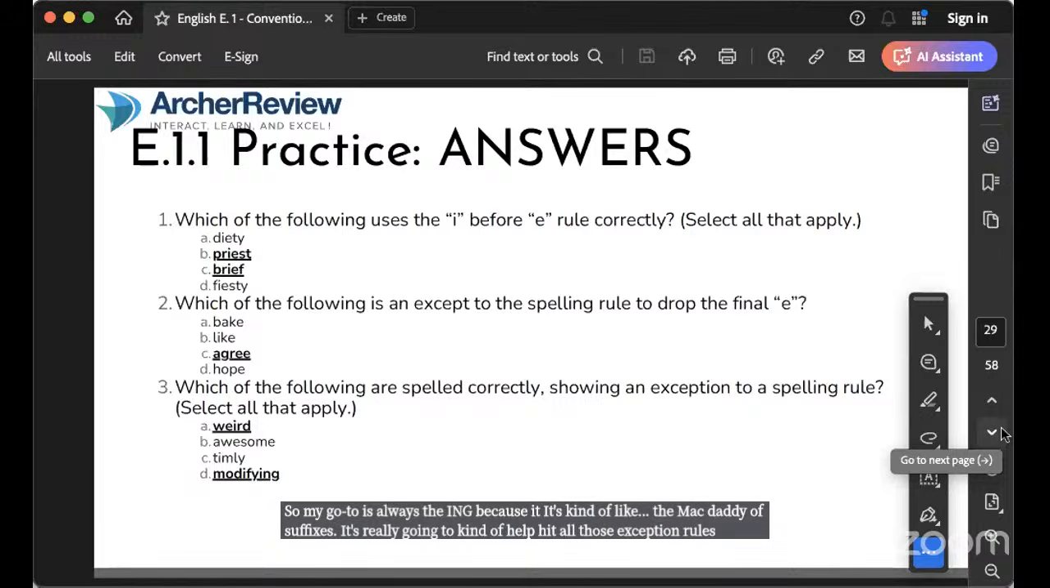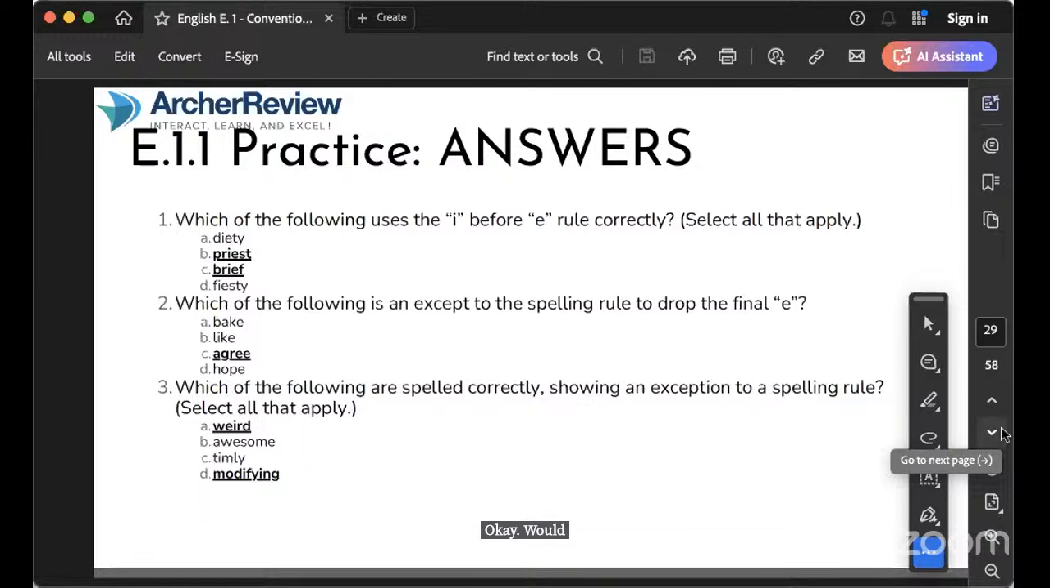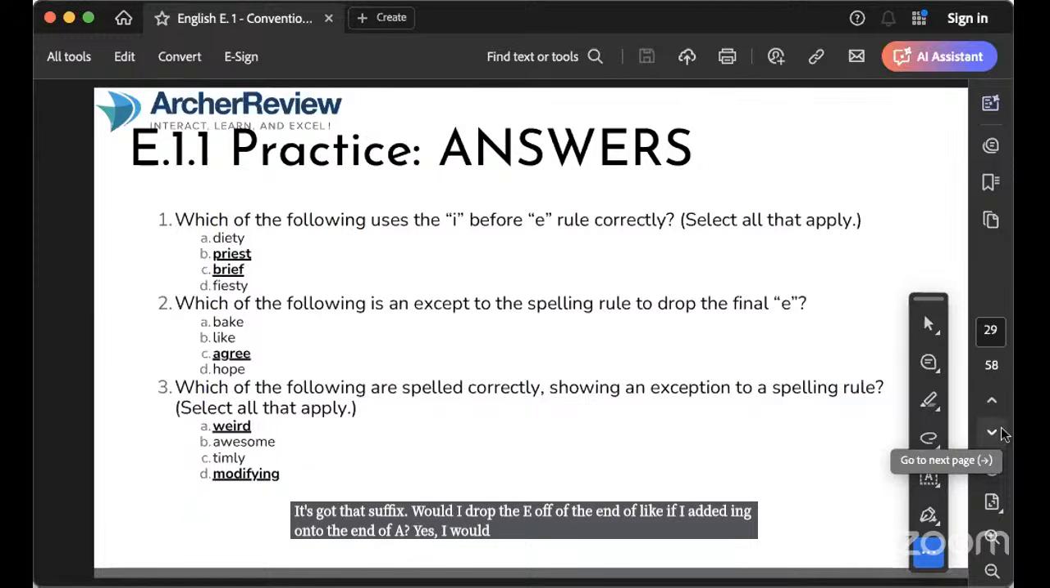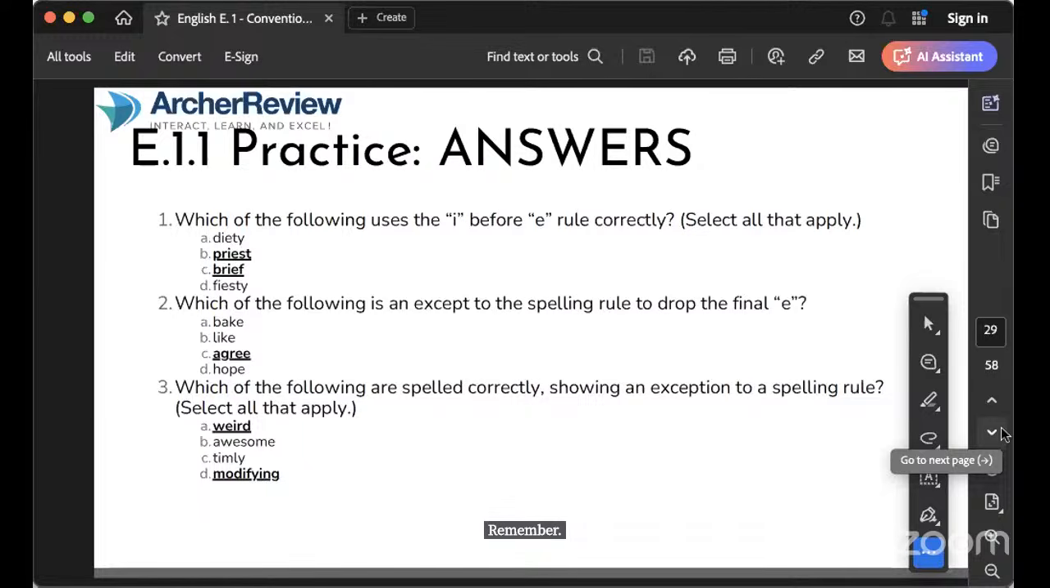So if I were to add the suffix ing to the end of bake, would I drop the E? Yes, I would, because it has the K in front of it. That K is a consonant, not a suffix. So remember, if it's got that E and it's got that consonant in front of it, you're going to drop it off.